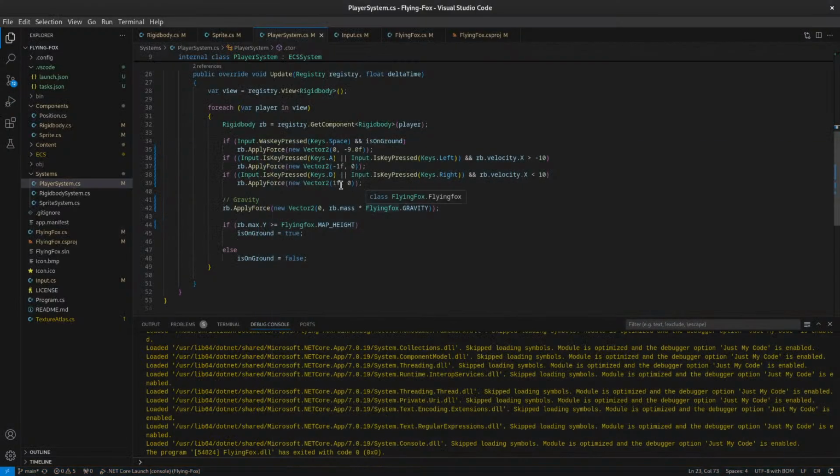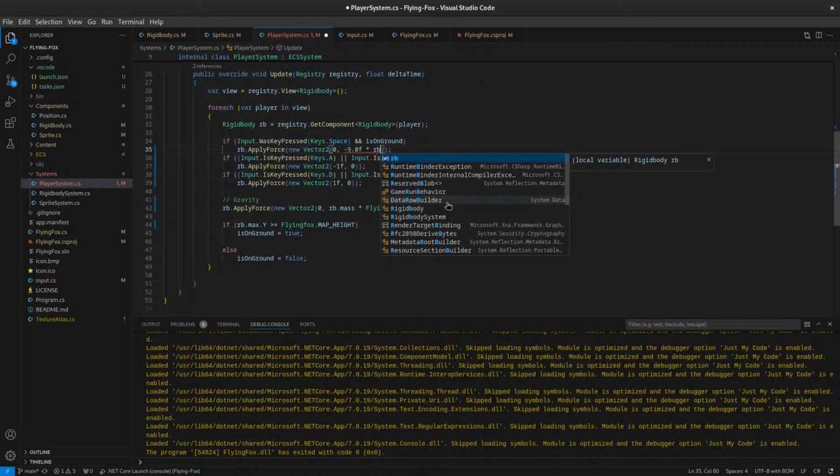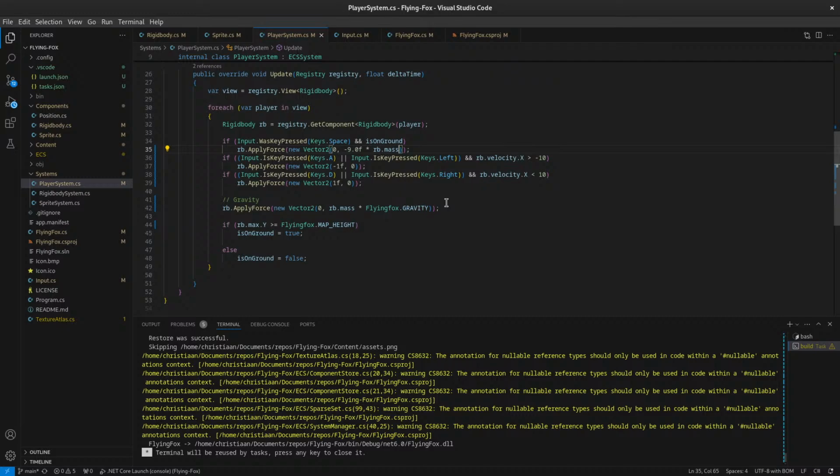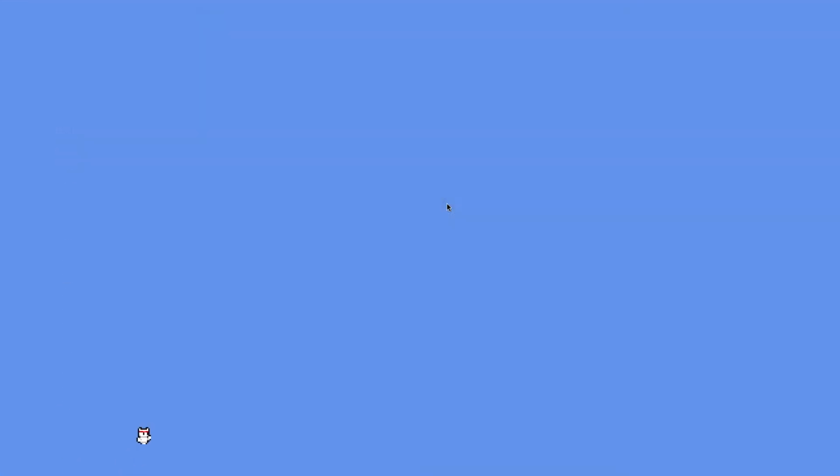Yeah, see, now he's moving so slowly. Look at him. He doesn't even want to jump. Fly force. Let's make this like RB mass gravity. Just also times this by mass. RB mass. Whee. Yeah, there we go. And now he's moving so slowly in the X direction, it's unbelievable.